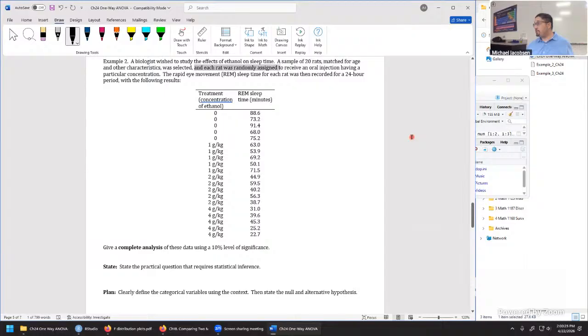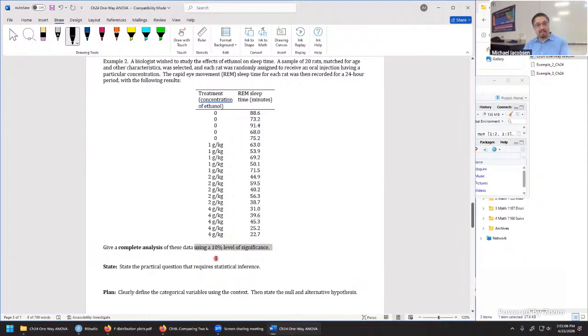They were randomly assigned to receive an oral injection having a particular concentration. And these are the concentrations. There's 4 different groups. And this looks like it was an experimental design. The 20 rats were randomly assigned these different treatments. That alone says our data, the results, REM sleep times that we got, consists of having 4 simple random samples amongst the 4 different populations, these kinds of rats being given these different treatments. So this is a nice experimental design. We have true random data this time. It says, completely analyze these data using a 10% level of significance.